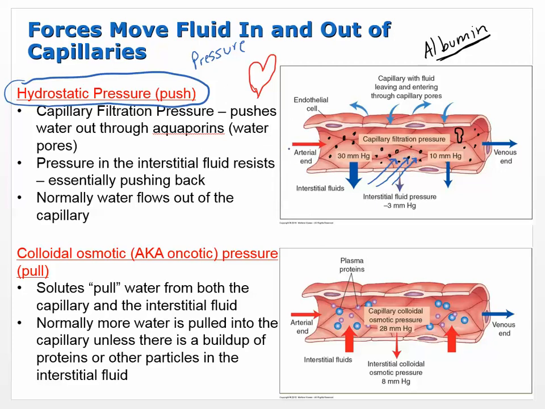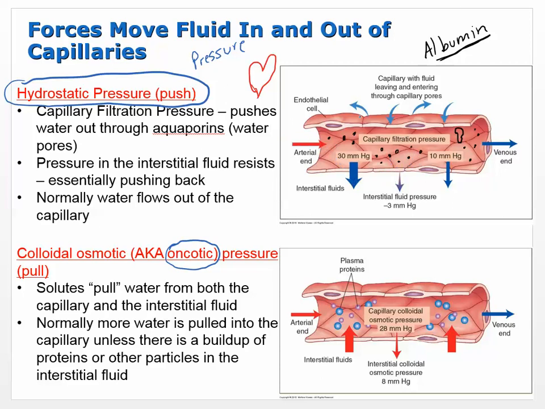So now we have some competition going on here. We have the hydrostatic pressure, the heart, the blood pressure, that's pushing the fluid out. But then we have this oncotic pressure, as it's also called. We have these colloids that are pulling the water back in, so we can call that colloidal osmotic pressure. It's trying to pull it back in.